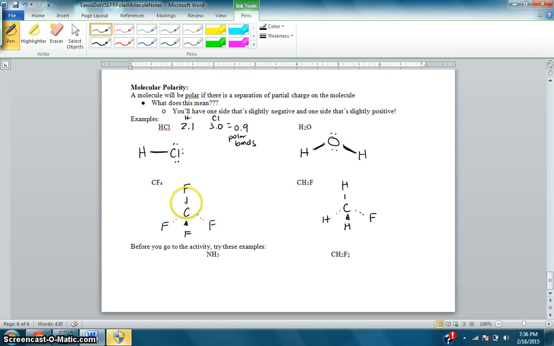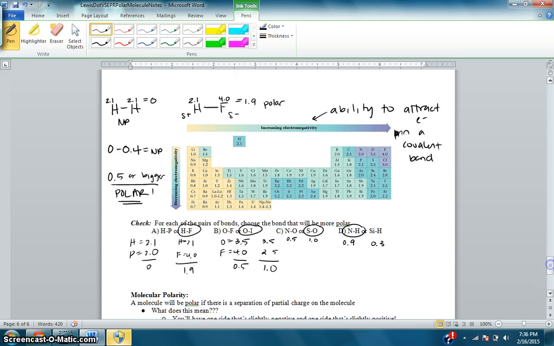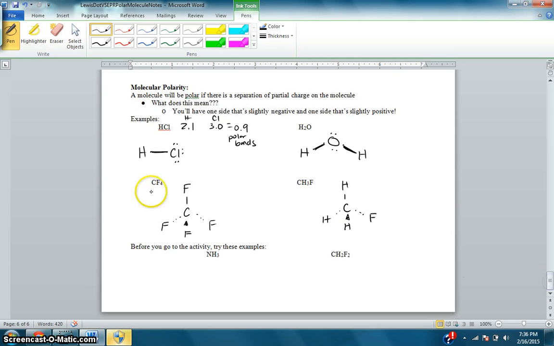Down here, I have a total of 4 bonds. But it's kind of nice because they're all hooked up to the same thing. So the only thing I have to look at is the difference between the C and the F. My C is 2.5. My F is 4.0, so the difference between these is 1.5. So each of these bonds has an electronegativity difference of 1.5. So yes, all of my bonds are polar bonds.